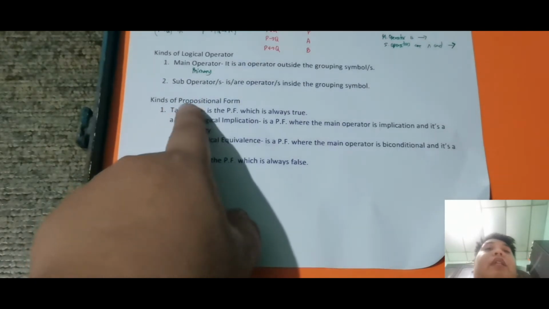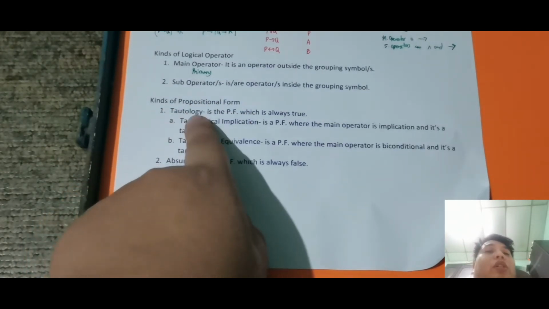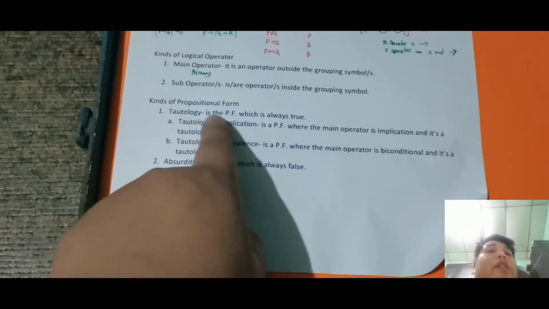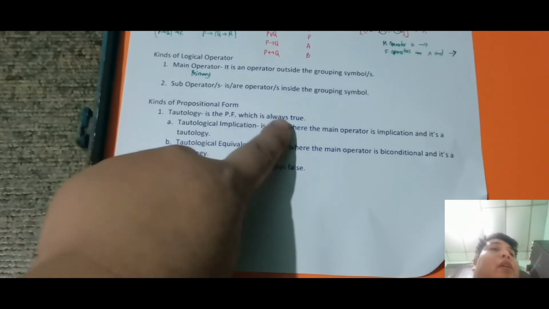Okay, so let's have the kinds of propositional form. Number 1 is the tautology. Again, that is tautology, the PF which is always true. Meaning, siya isang buong propositional form sa lahat ng value na ipapalit natin sa P and sa Q, sa mga proposition sa loob. Kunyari kahit anong substitute mo doon na truth value, kunyari 0, 0, 1, 1, mga ganun, siya ay always true. So, yung matatawag natin siya na tautology.